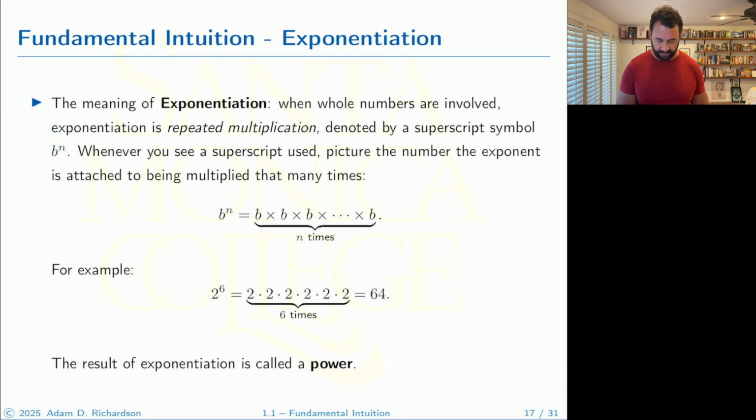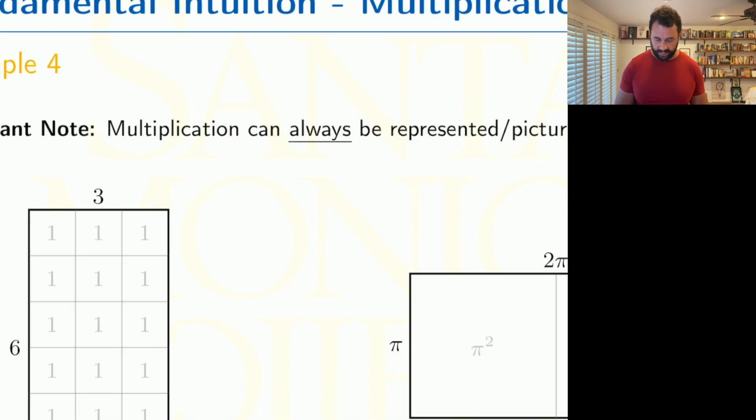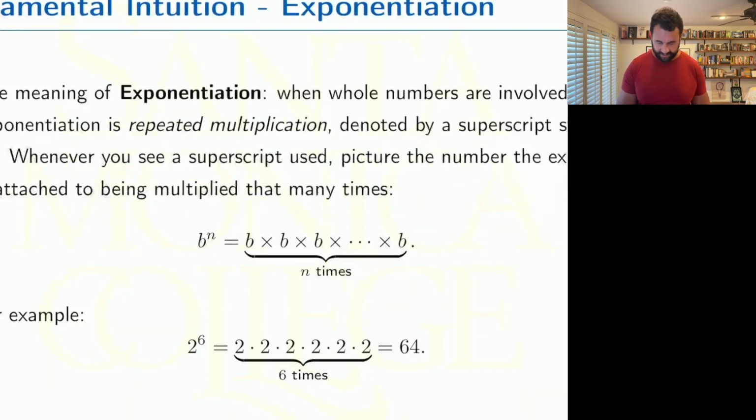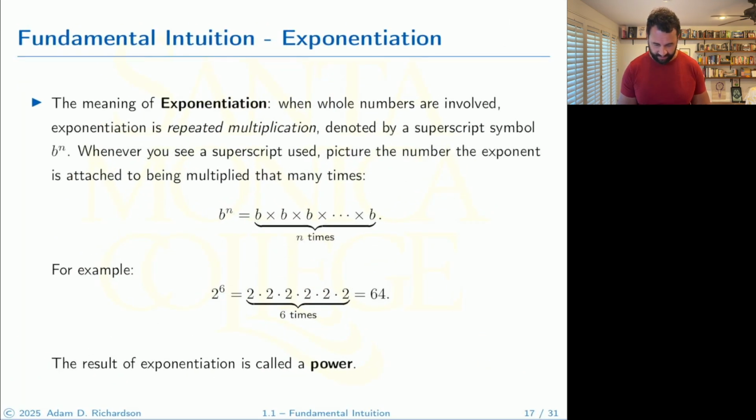I'm assuming you all have seen this before. Let me zoom in real quick. All right, I got to work on that. There we go. That little superscript right there. Whenever you see a superscript used, I want you to picture the number the exponent is attached to, the base, being multiplied that many times. So whatever the exponent is directly touching, it means to multiply that base b by that many times. If n is a whole number, b to the n just means b times b times b times b times b, n many times.